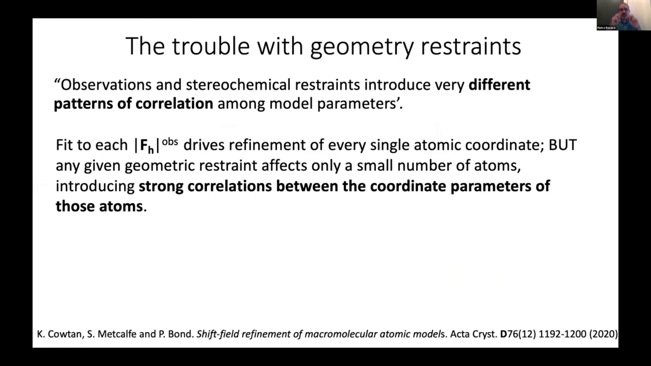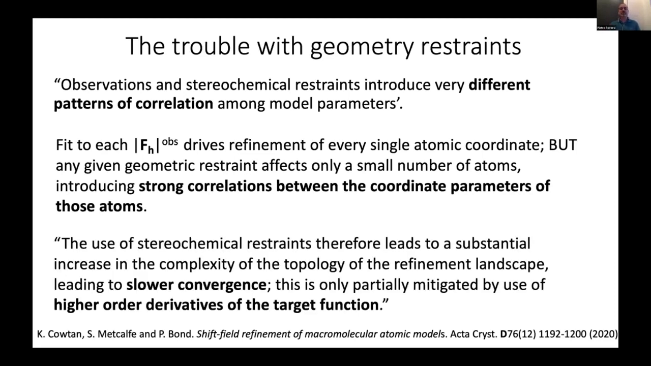But if you have a restraint between 2 atoms, that will introduce correlations between moving them. And if you ignore the Hessian terms that tell you that you could move both of them in a certain way to optimize your target function, you are in trouble, because they are effectively moving independently. They're supposed to move independently, but they're not independent anymore because there's a restraint between them. So the complexity of the refinement landscape increases.